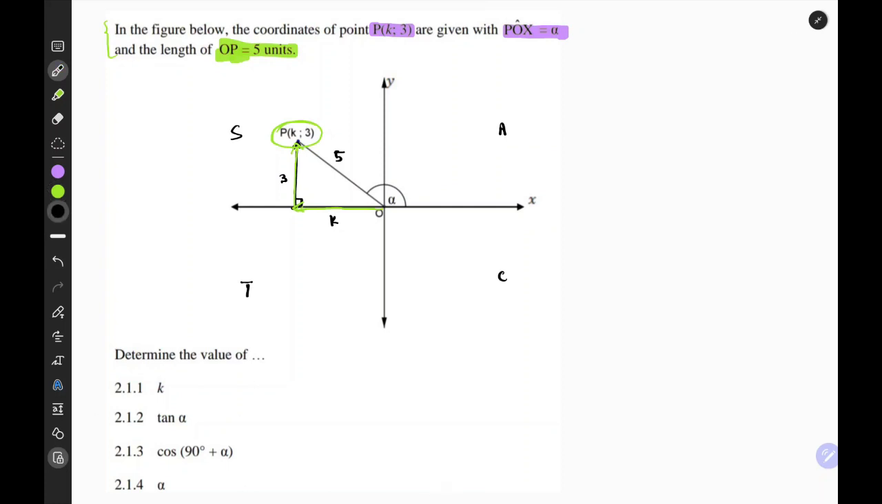So the first question says determine the value of k. Because we have a right triangle here, we can use Pythagoras theorem, which states that the square of the hypotenuse, OP squared, is equal to the sum of the squares of the other two sides, which is k squared plus 3 squared. And we have OP squared, which is 5 squared, equals k squared plus 3 squared. This is 25 equals k squared plus 9, so 16 should be k squared.